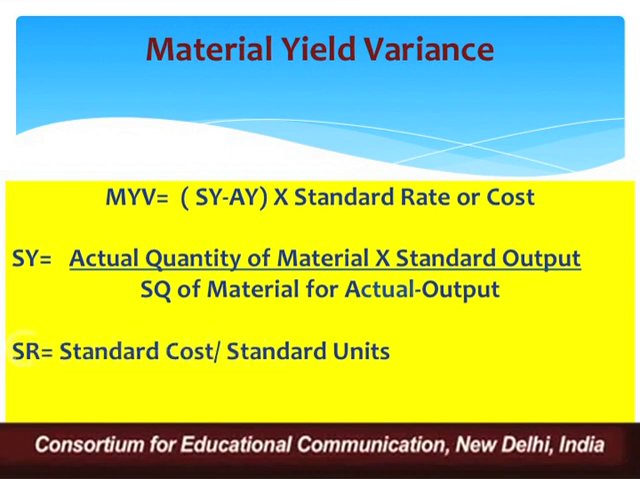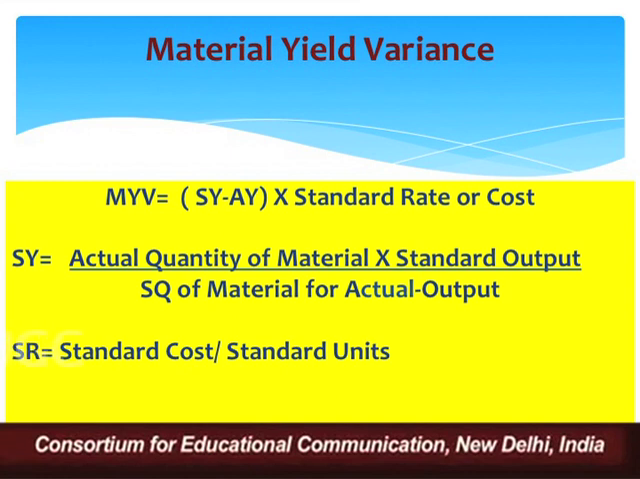If you look at the numerator, we are talking about actual quantity of material into standard output divided by standard quantity of material for actual output. So for actual output, what is my standard quantity of material which I'm supposed to use? I'm finding the ratio between the actual quantity of material and standard quantity of material, and then multiplying it with the standard output to arrive at standard yield.